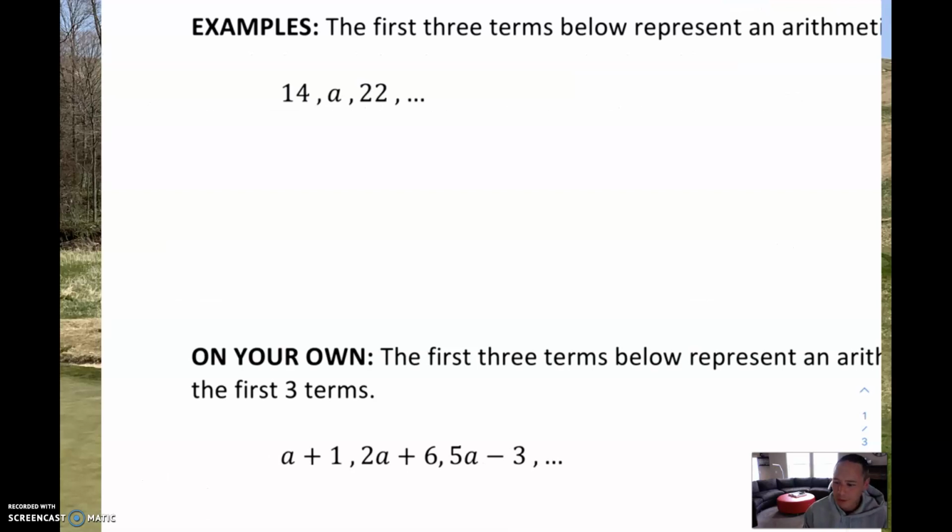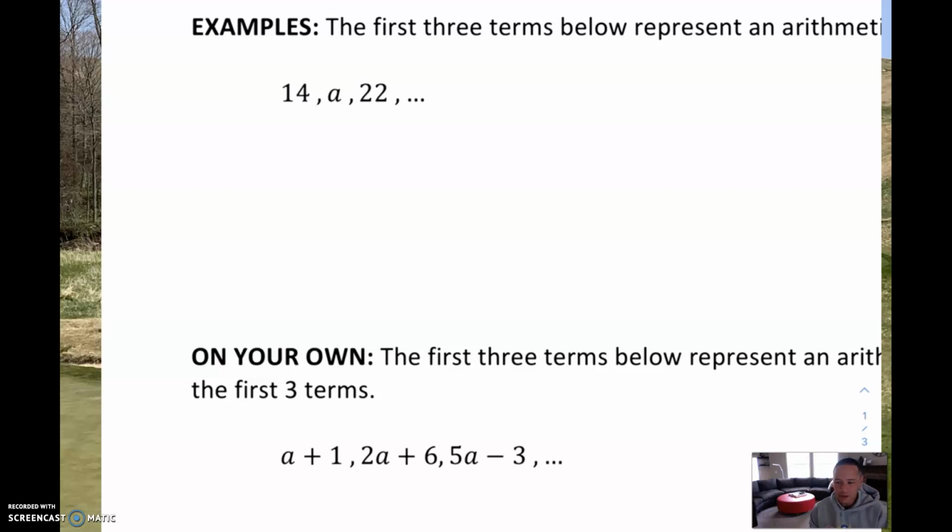All right, welcome back. Hopefully that one wasn't so bad. So the next example, it says the first three terms below represent an arithmetic sequence. So we're adding by the same amount every single time. And then it just says solve for A.